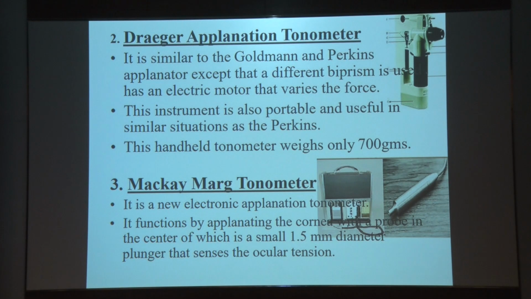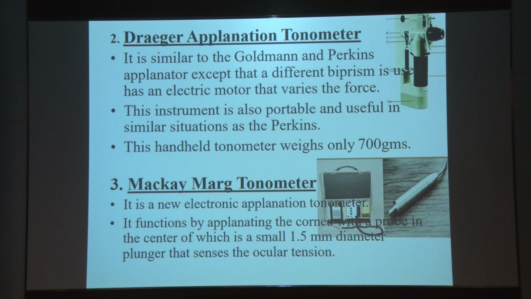The Draeger applanation tonometer is similar to the Goldmann and Perkins, except that a different biprism is used. It has an electric motor that varies the force. This instrument is also portable and useful in similar situations like Perkins. This handheld tonometer weighs only 700 grams, so it is very lightweight.